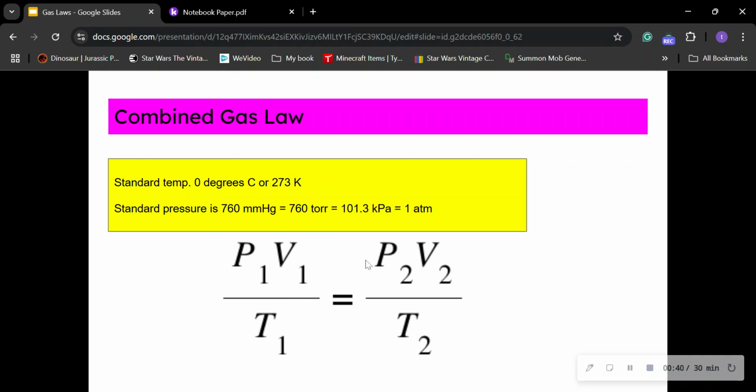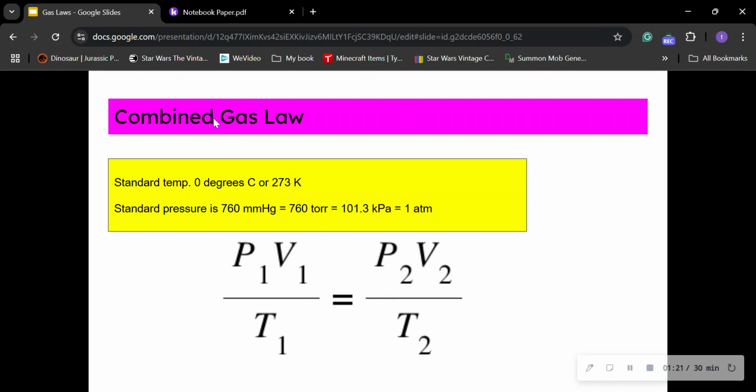That is the main formula that uses all of the other formulas in it, and it can be manipulated in a way that each one can be used. So we have our Boyle's law on the top, P1 times V1 equals P2 times V2. We have our Charles's law, which is V1 over T1 equals V2 over T2. We have our Gay-Lussac's law, which is P1 over T1 equals P2 over T2. And combined gas law is all of them combined: P1 times V1 over T1 equals P2 times V2 over T2.